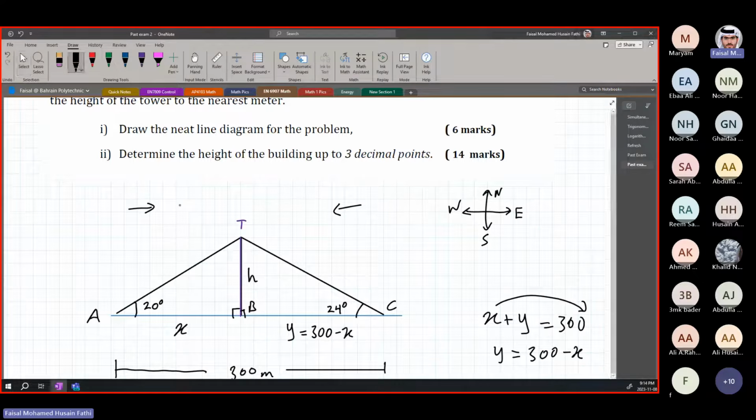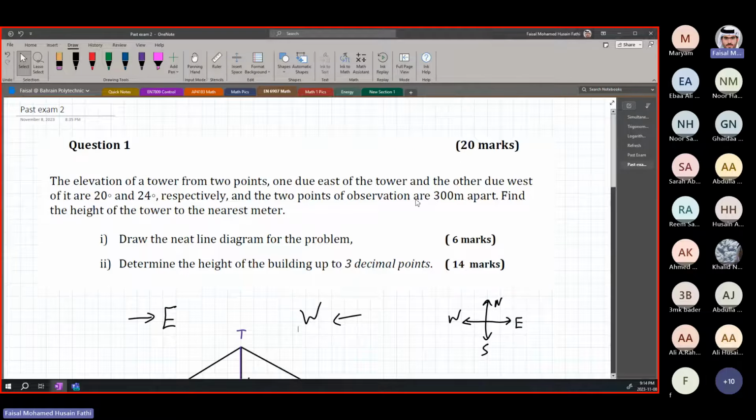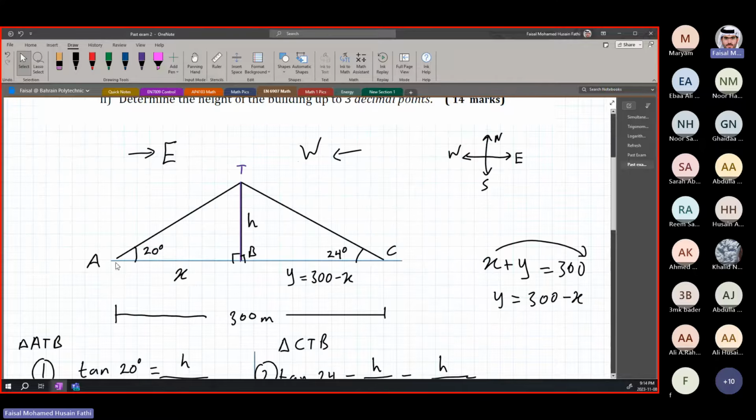So I just write E and W, due east and due west, so that 20 and 24 degrees come here, and we have our tower. The angle of elevation to the top of the tower, that's what it says, from the 2 points, is equal to that, and the 2 points of observation are 300 meters apart, so the total distance between here is equal to 300 meters. Okay, so this is 300 meters.